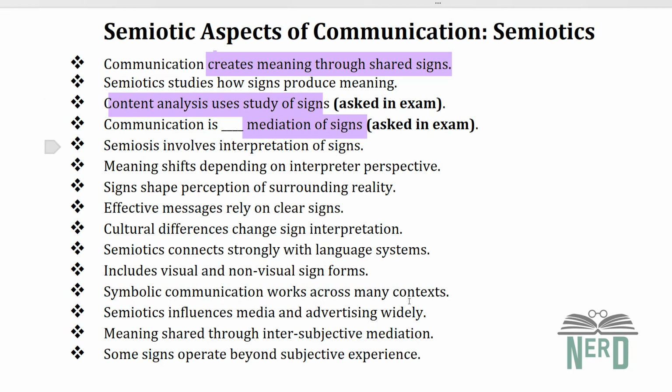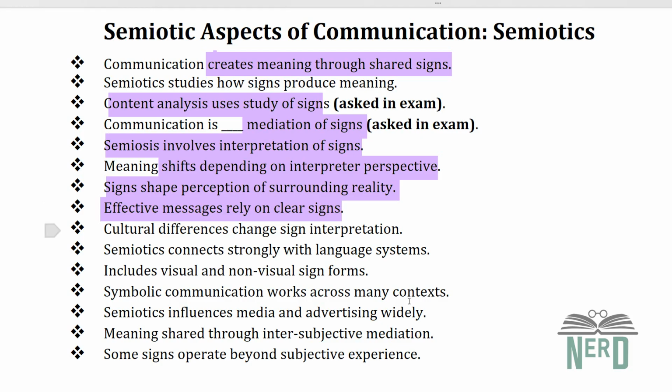Semiotics tells us that meaning does not come from the sign alone, it comes from semiosis, the process of interpreting the sign. Meaning depends on the interpreter. 10 people may look at the same symbol and understand 10 different things. That is why signs shape perception, influence how we see reality, and determine how effective a message is.